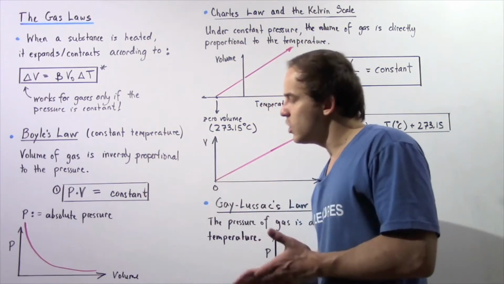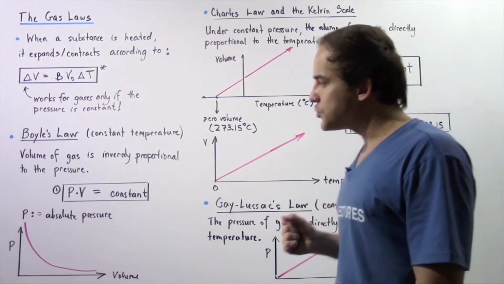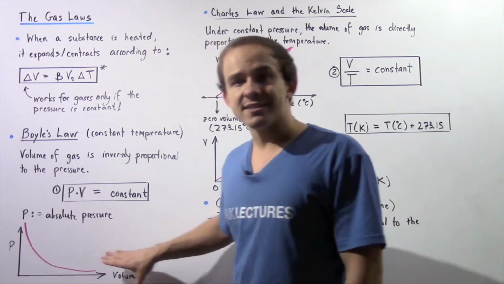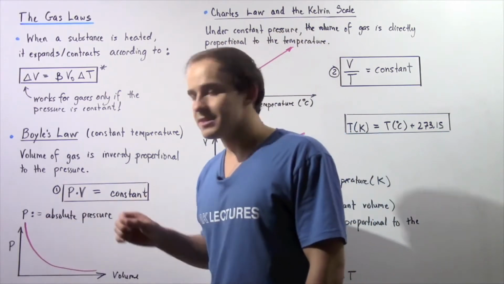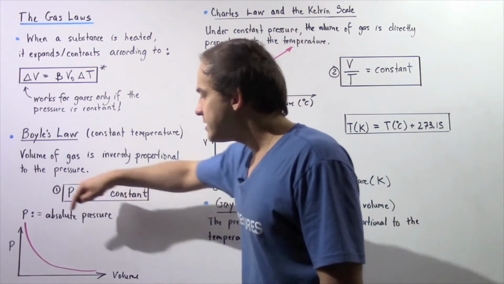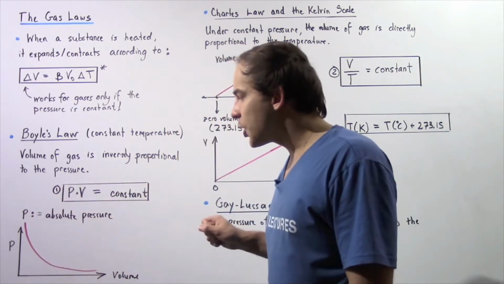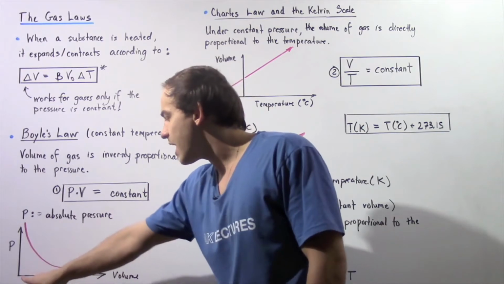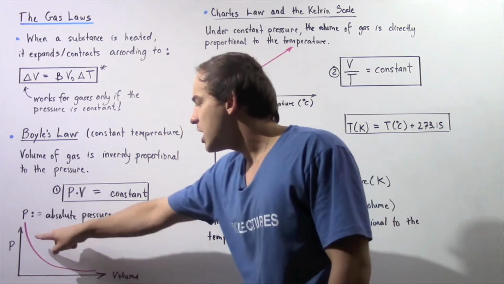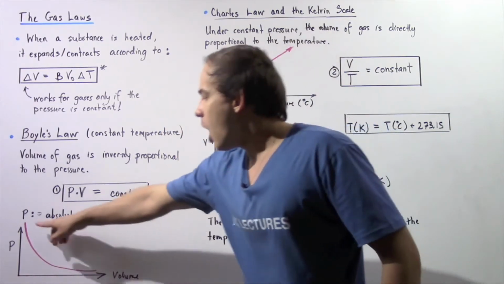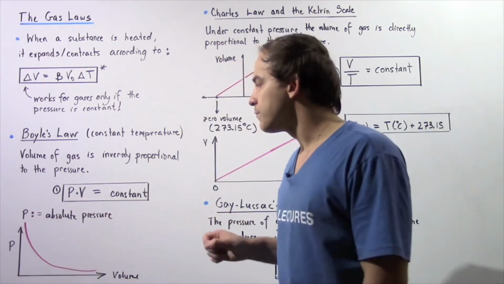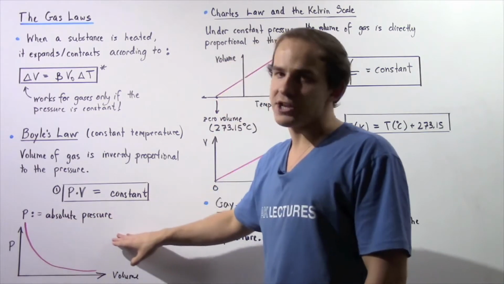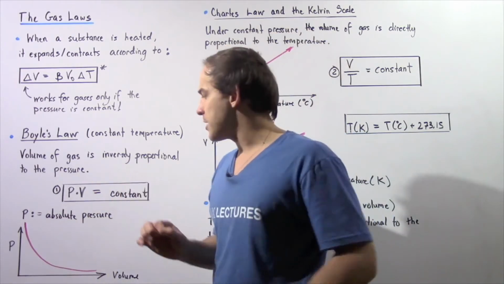Now, if we want to, we can represent this relationship on the xy plane. Our x-axis is the volume, the y-axis is the pressure, and we see that we get the following curve. As our pressure increases, the volume decreases. Likewise, as the volume increases, the pressure will decrease according to the following curve. Now, the pressure that we are talking about is the absolute pressure. It's not the gauge pressure.